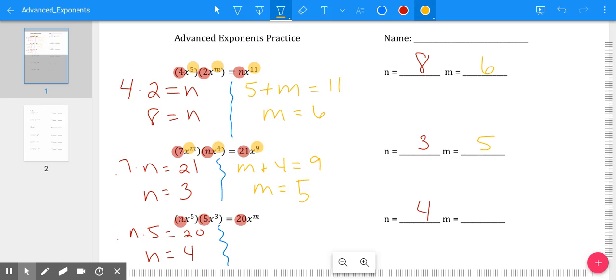And then again, focusing on the exponents, this time both exponents are given on this side. We just need to find the sum for the one on the other side. So if we write our equation, it's just going to be 5 plus 3 equals m, which should equal 8.